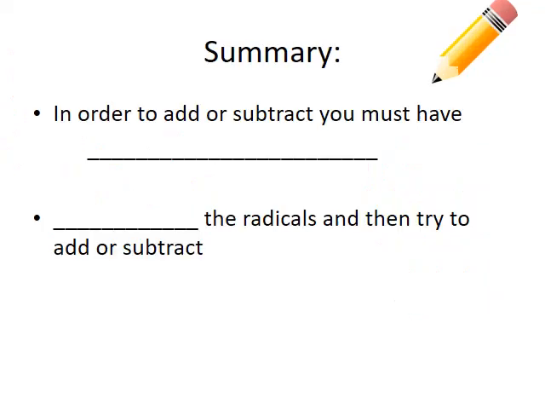So make sure to get this summary in your notes. So we have two main points for today's lesson. In order to add or subtract, you must have like radicals. So make sure you get that first point in your notes, and then also we must simplify the radicals and then try to add or subtract. Some may already be simplified as much as they can be, and then other times we'll have to simplify first and then combine like radicals.